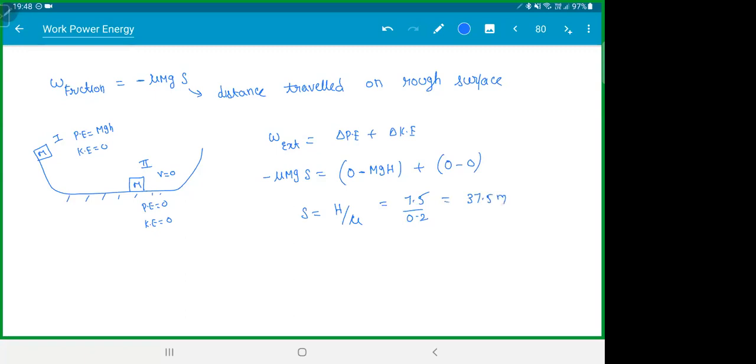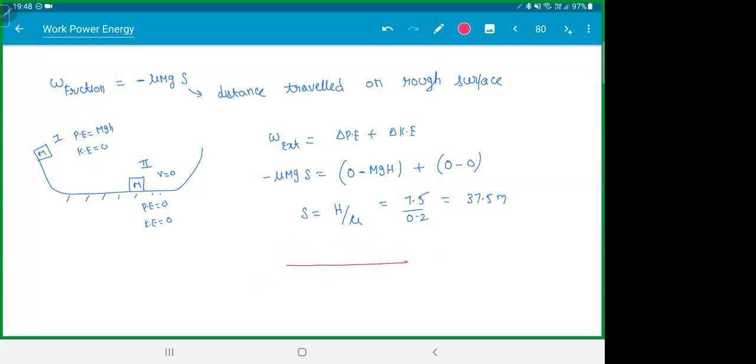It has traveled a total of 37.5 meters on the rough surface. So when you're traveling from A to B, this is what you're doing, everyone. First you went 10 meters. Then you came back 10 meters. Then again you went 10 meters. And this time you traveled 7.5 and stopped. Isn't that what it means? You're just traveling to and fro every time. You travel 10 front, 10 back, 10 front, and then you came to 7.5 and you stopped.